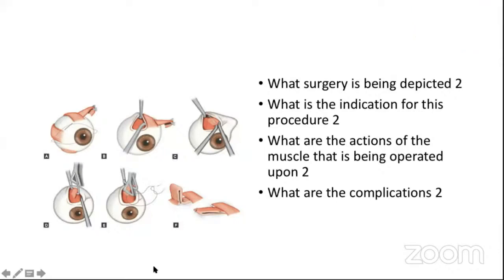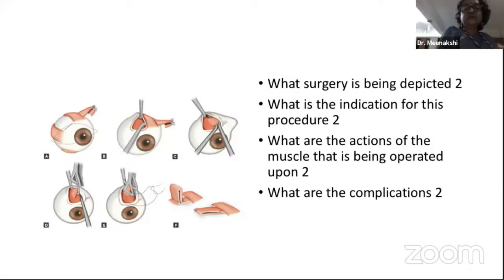What surgery is being depicted? 2 marks. What is the indication for this procedure? 2 marks. What is the action of the muscle that is being operated upon? What are the complications? 2 marks. Lovely. So when you look at this, can you at one glance say which muscle we are talking about? Superior oblique muscle. If we are doing surgery on the superior oblique muscle, its actions are intorsion as the primary action, and it also causes depression and abduction.